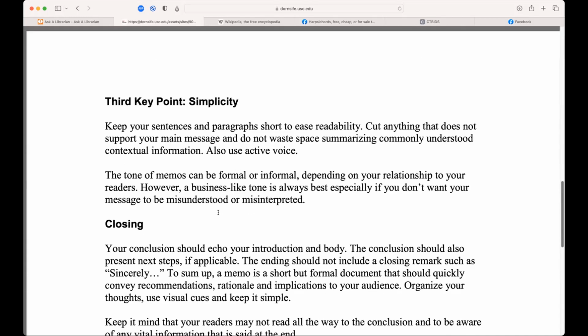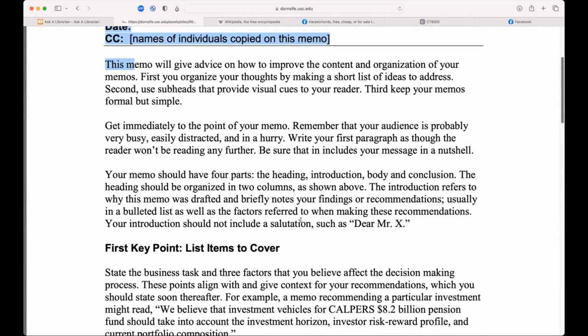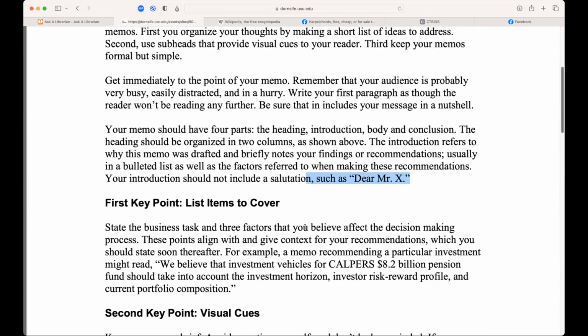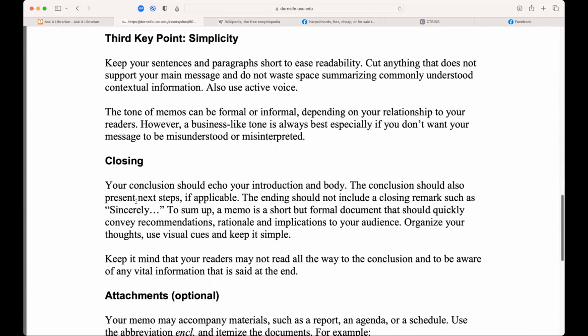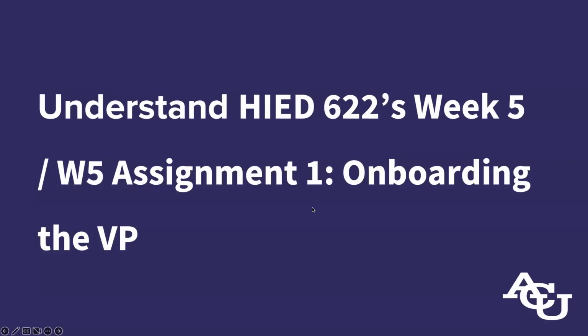Now, something I want to call your attention to here is that because of the brevity and conciseness and focus of the memo, this does not have any dear so-and-so as you might see in, say, an advocacy letter or a personal letter. And so they specifically say, don't include a salutation. And you'll see that they specifically say, do not include a closing remark like sincerely. And this is a good guide here. A memo is a short but formal document that should quickly convey recommendations, rationale, and implications to your audience. Organize your thoughts, use visual cues, and keep it simple. Good advice. All right, let us now jump back to our slides and ask the question.